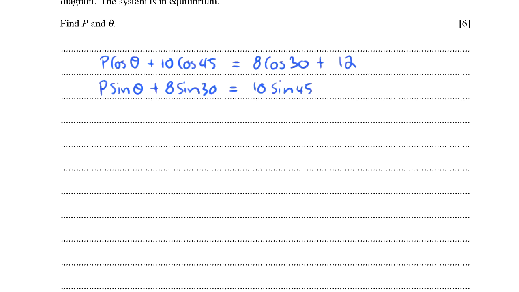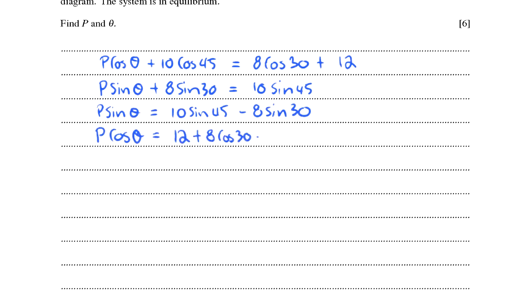When you look at that, you hopefully would go, oh, if I divide sine by cos, I get tan. So let's try and arrange it so we can work out a tan. And the P's would cancel when we divide. So let's start with the second equation, and we'll get P sine theta, just an easy rearranging, is equal to 10 sine 45 minus 8 sine 30, keeping exact values at the moment. And for the first equation, we can get P cos theta on its own by doing the same thing. Let's take the 12 out the front, plus 8 cos 30 minus 10 cos 45.